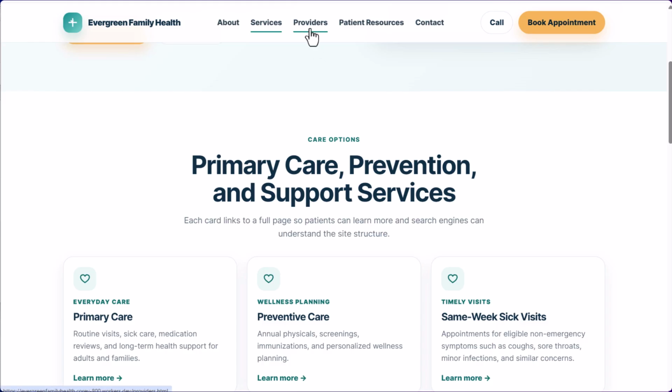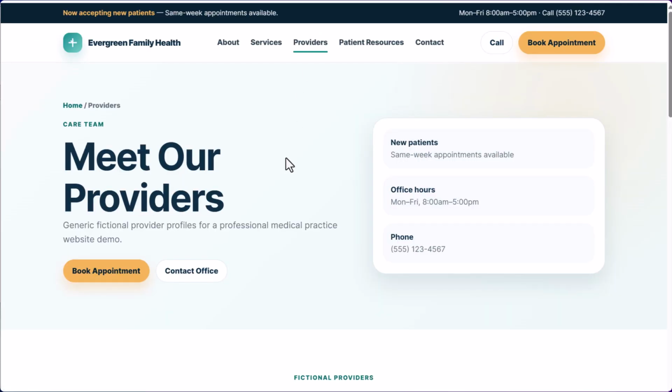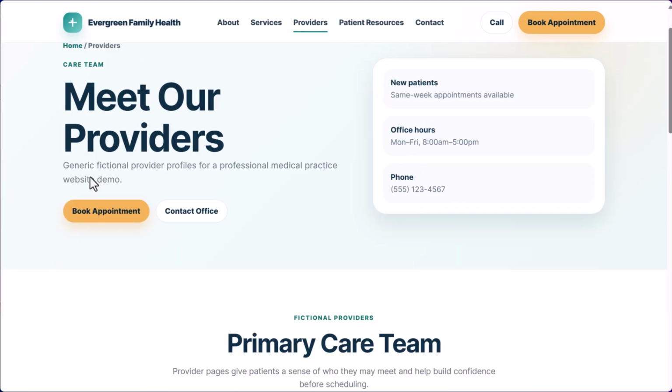And the next thing is going to be your providers. So people are going on your website saying, who is the doctor? Who am I going to see when I get there? It's the same thing with my website. Like on Surfside PPC, people are most likely saying, who is actually running my ads? So when it comes to meet our providers, we scroll down here.